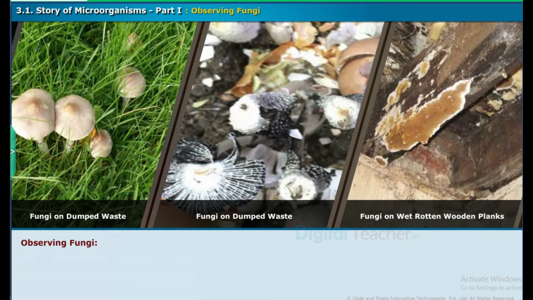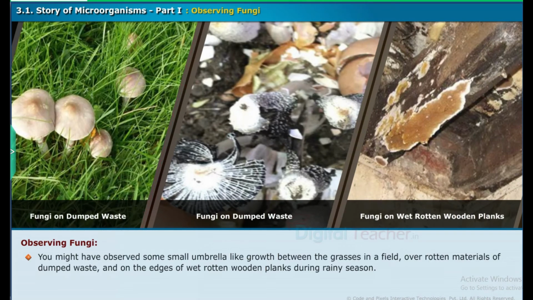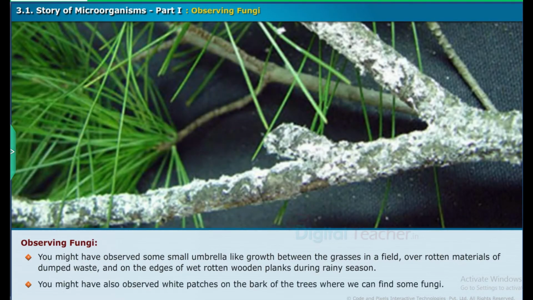Now, let us know about fungi. You might have observed some small umbrella-like growth between the grasses in a field, over rotten materials of dumped waste, and on the edges of wet, rotten wooden planks during rainy season. You might have also observed white patches on the bark of the trees where we can find some fungi.